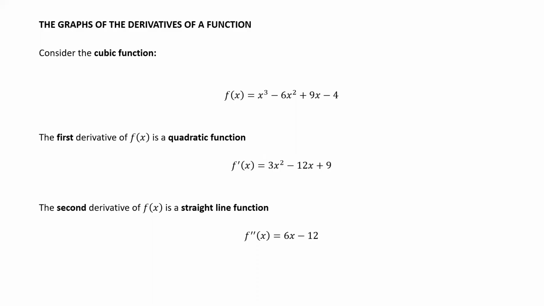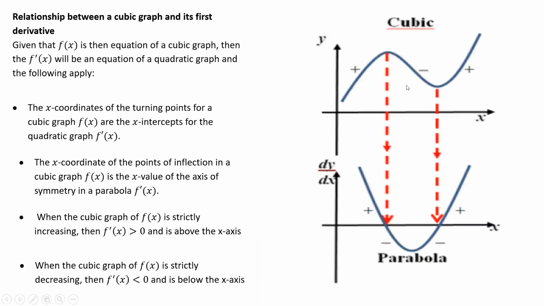So it's important then to know the relationship. How is the cubic related to its first derivative, and how is the first derivative related to its second derivative? So goes the story. Let's begin with the cubic and the first derivative. Now, when given a cubic equation or a cubic graph, like the one that we're looking at right here, that is my cubic graph. You can see from here on that there are turning points at this position, and there's also another turning point at this position.